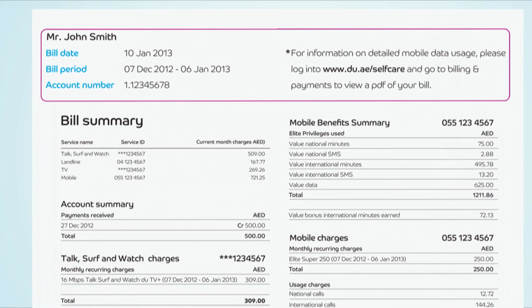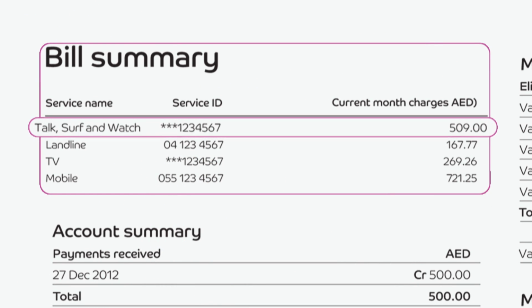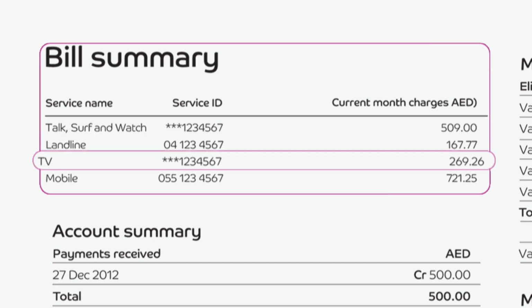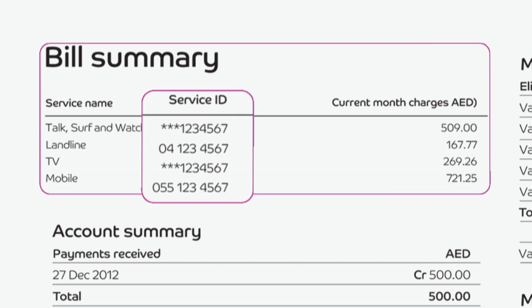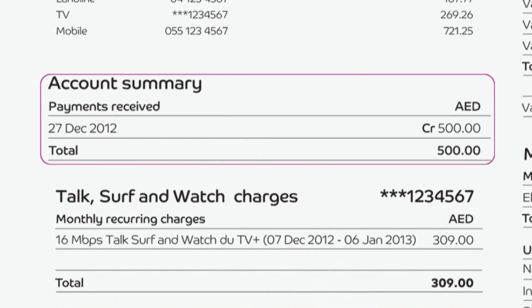At the top, you'll see your name and other key information. Directly below is the bill summary. This is a list of services that you have with us, along with this month's charges. Here is the number that we use to identify each service. The next part is the summary of your account. You can see here when and how much you paid.